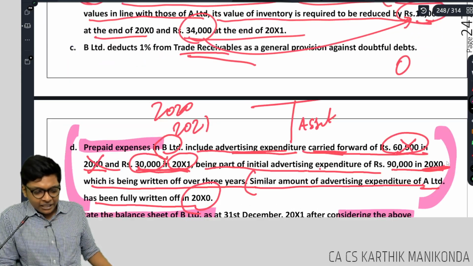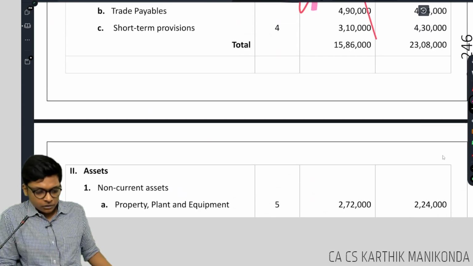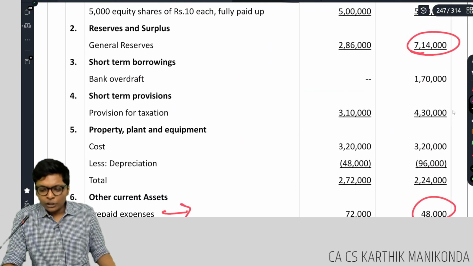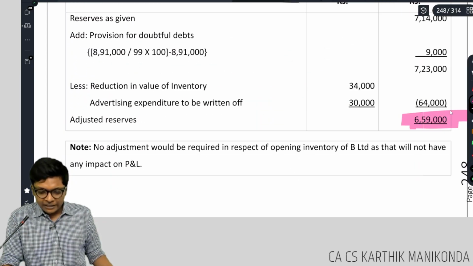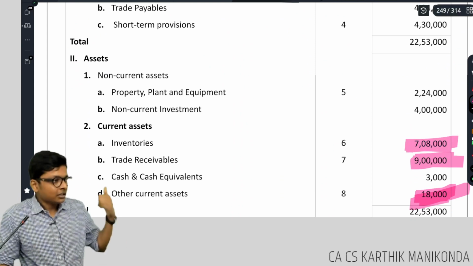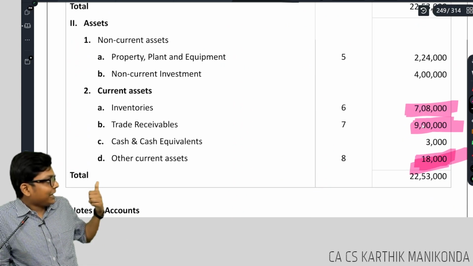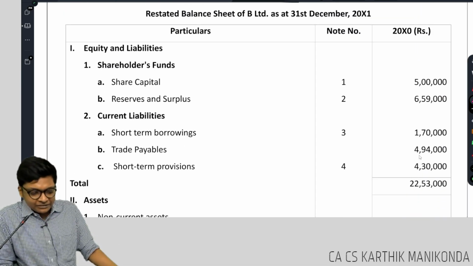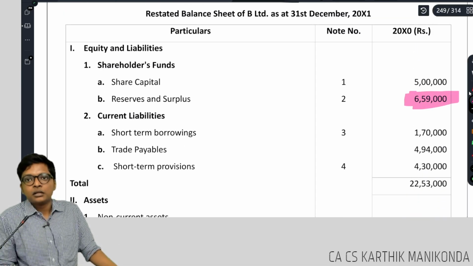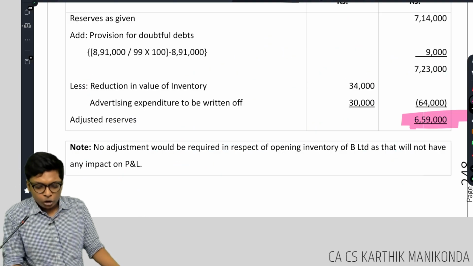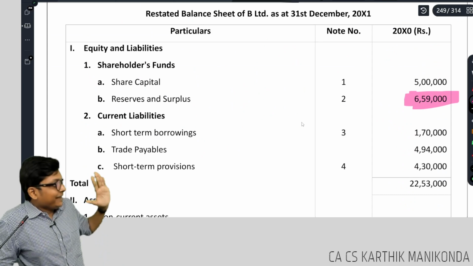Come here. What was the inventory before, guys? Look at the question. Inventory 7 lakh 42. Now I will reduce 34. How much? 7 lakh 8,000. Can you see the new balance sheet here? 7 lakh 8,000 inventory, 9 lakhs trade receivables, 18,000 prepaid. Correspondingly, reserves has now become 6 lakh 59,000. That's what we computed here. 6 lakh 59. So your new balance sheet remains the same.